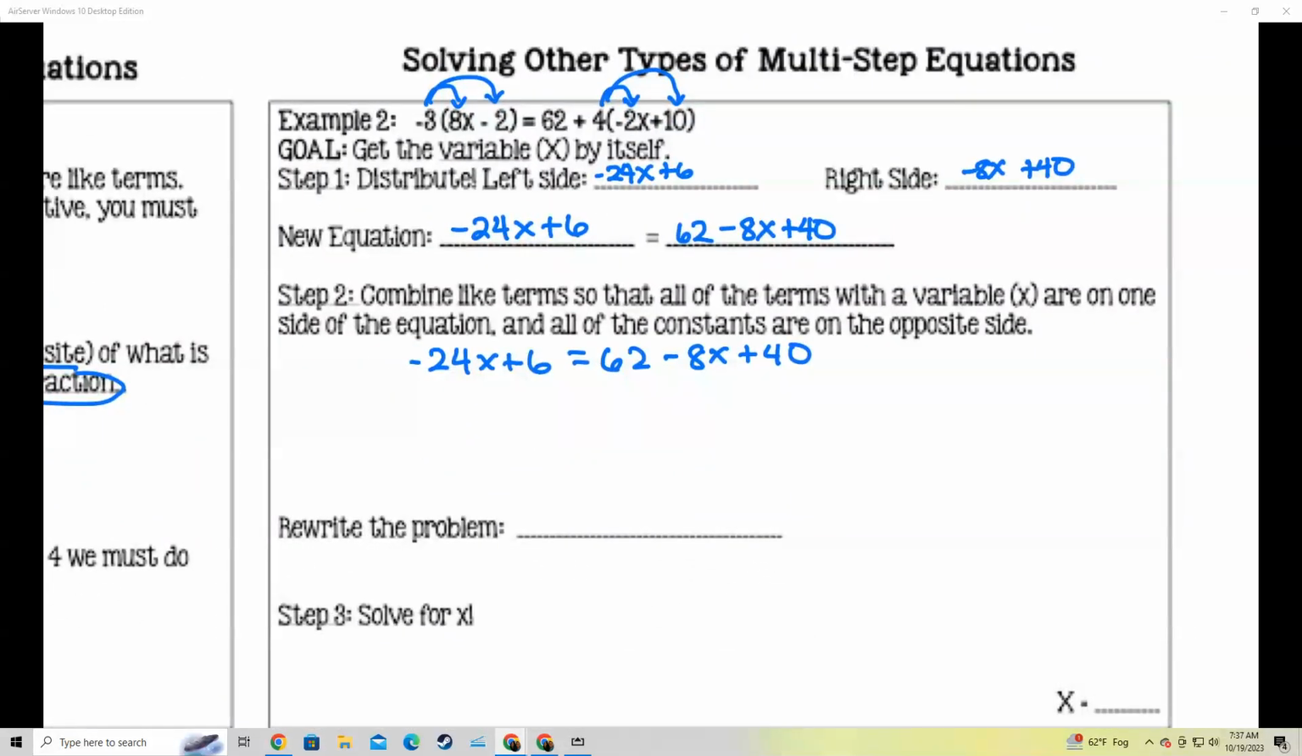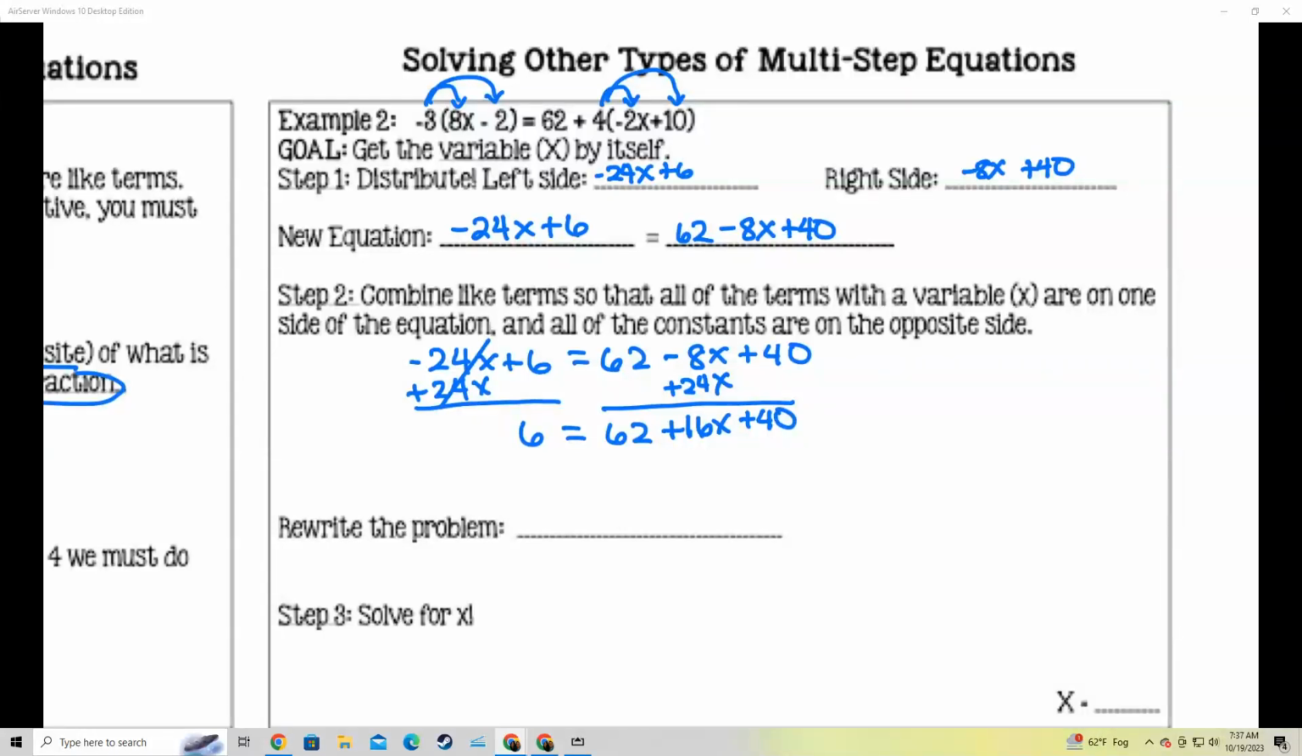All right, let's see. We said we were going to add 24x's on each side. That's once on the left. And I'm going to add 24x's to the right side, just once on the right. These are going to cancel. I'm left with 6 equals 62. Negative 8 plus 24 is a positive 16x plus 40.